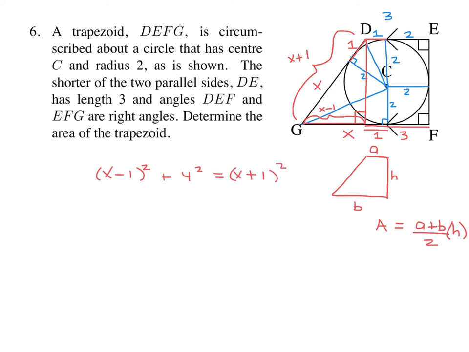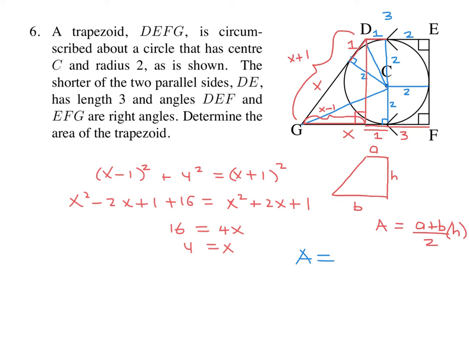Great. Let's expand this. X squared minus 2X plus 1 plus 16 is equal to X squared plus 2X plus 1. All right, great, the x squareds cancel, and I get 16 is equal to 4x, and therefore x is 4. All right, and I think I should be able to figure out the area now.